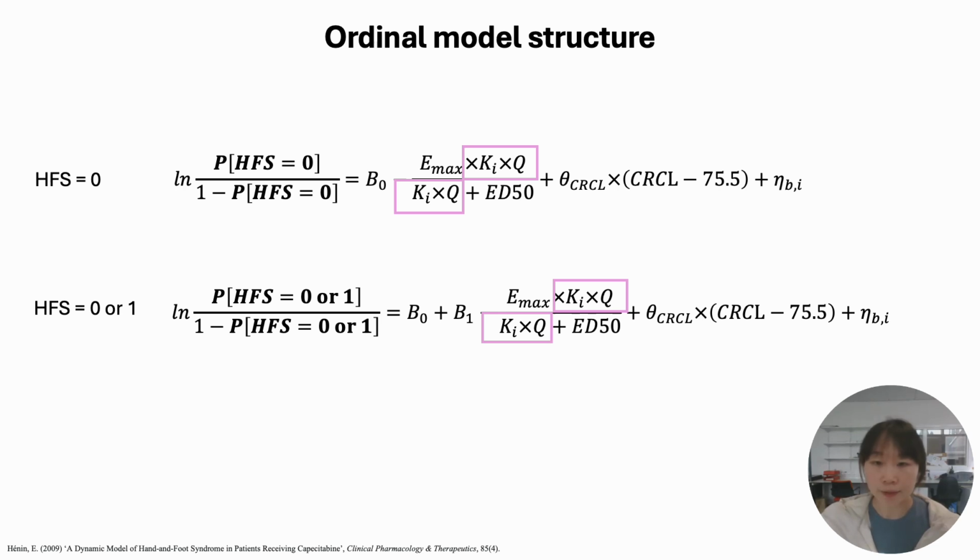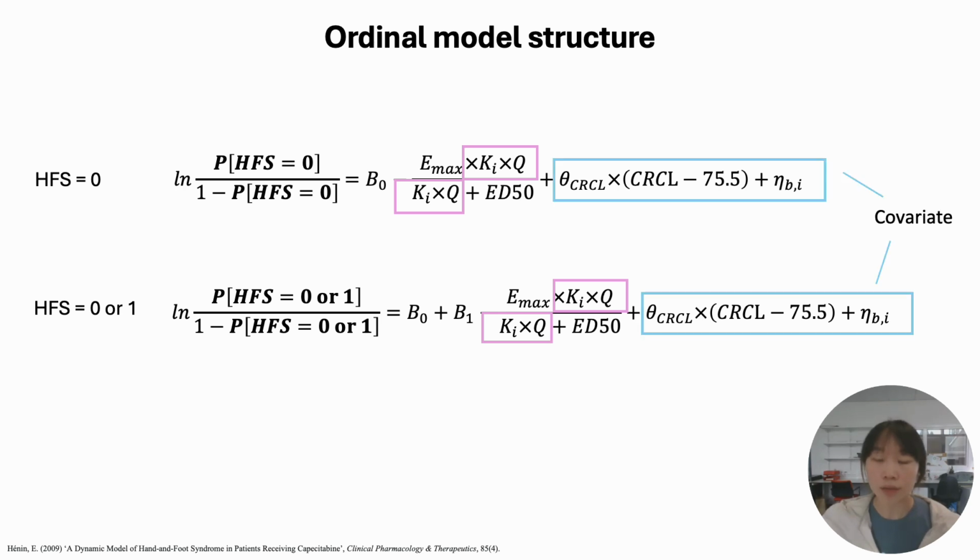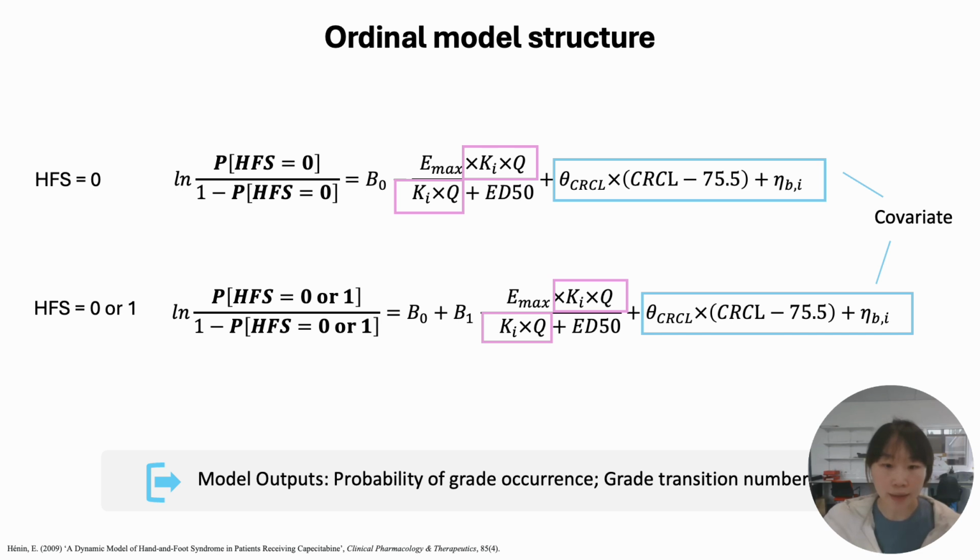The kinetic pharmacodynamic modeling is the simplification of population pharmacokinetic modeling. What needs to be noted is that the Q here is not a real pharmacokinetic value. It is used to mimic the high individual variability in the pharmacokinetics. K is a constant value which represents the elimination rate. They also incorporate creatinine clearance as a covariate to show the effect of renal failure. From this model, we can get the probability of each grade occurrence and grade transition number.